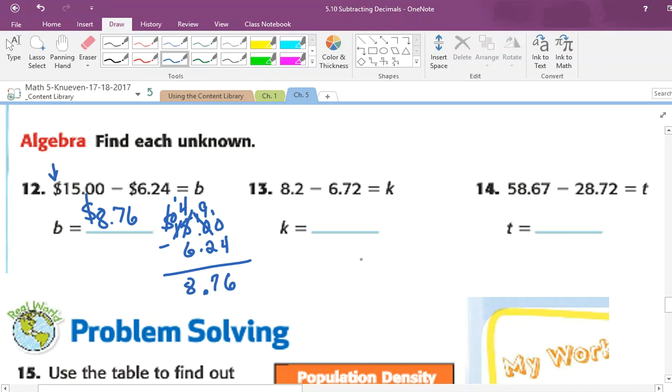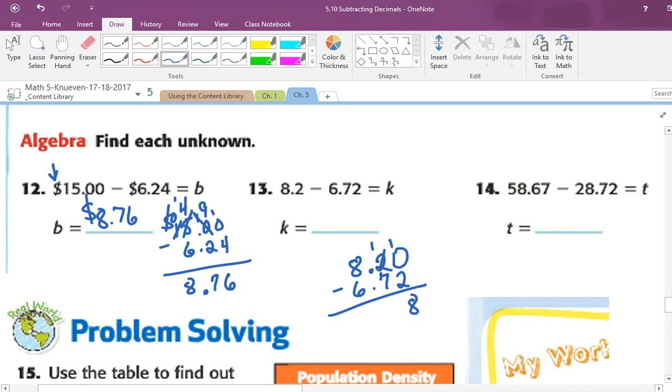8.2 minus 6.72. Again, we rewrite them vertically. Hopefully you look at this and you identify, oh, we need to annex a 0. So we annex a 0. It does not change its value. But now I can subtract, but I can't take 2 from 0, so I borrow. That becomes a 1. That 0 becomes a 10. 10 minus 2 is 8.